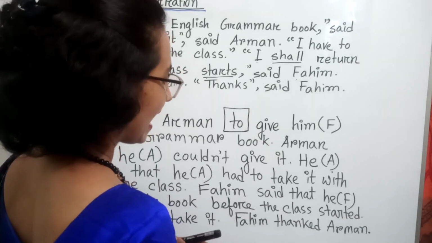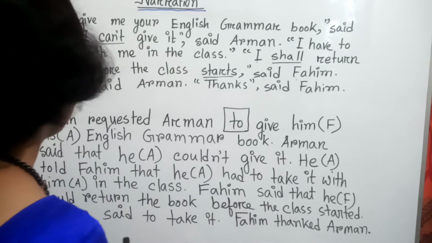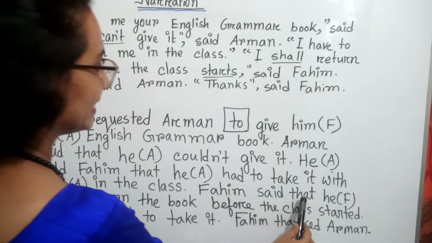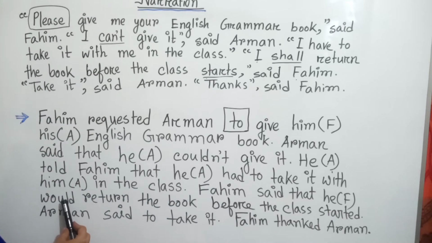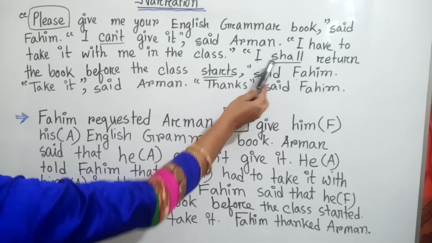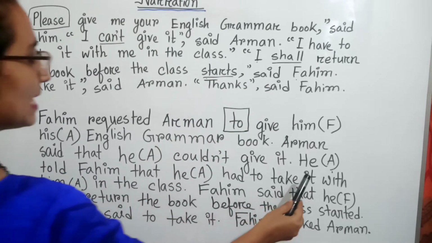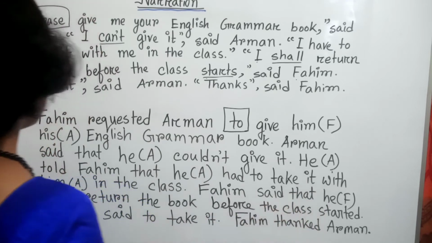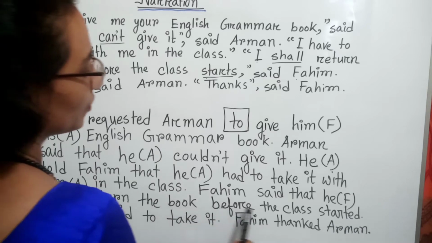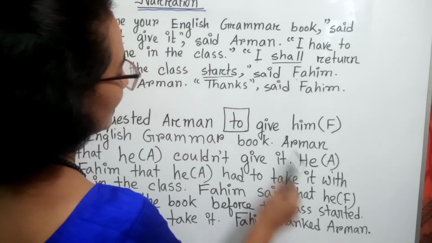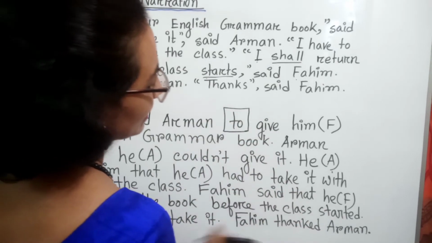That's why I wrote here Fahim said that he, that means Fahim, would. The past form of shall here is would, because he is third person singular number. He would return the book before the class started. Here it starts, I wrote here started.